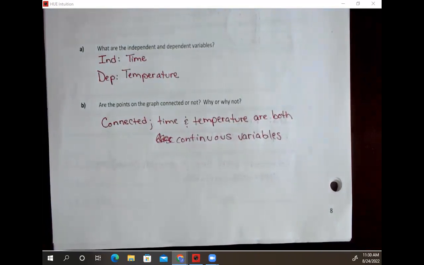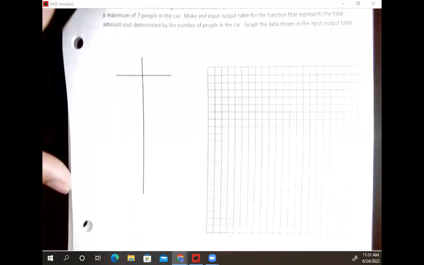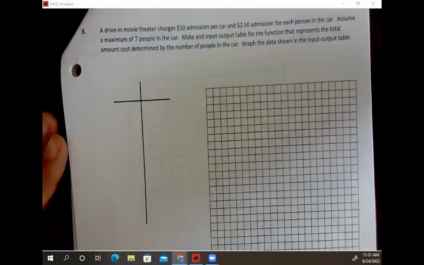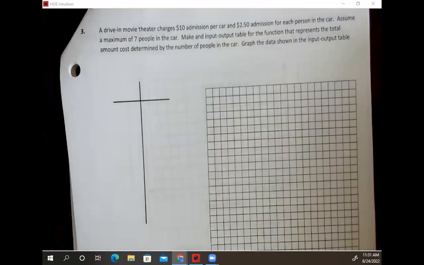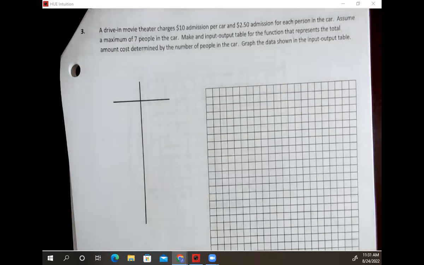I would like you now to turn to page 9 and give that problem a try. So I backed off on what I put on here for you for this one. A drive-in movie theater charges $10 admission per car and $2.50 admission for each person in the car. Assume a maximum of 7 people in the car. Make an input-output table that represents the total cost determined by the number of people in the car. Then graph your data and answer those questions at the bottom. So give this one a try.